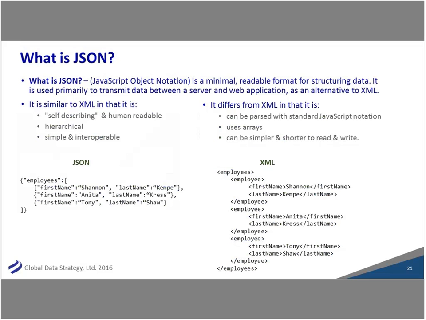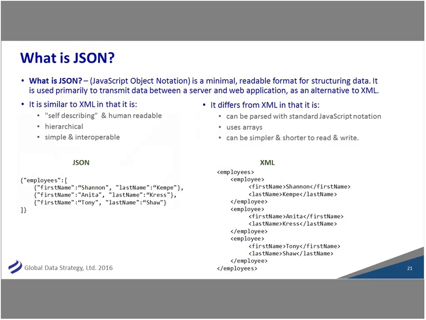Okay, so that was a little bit about XML. Hopefully that was some thoughts that were helpful. When we talk about JSON, some folks think of it as a more modern version of XML. Some think, well, a slightly different use case. We'll leave the jury out on that. But similar, it's JavaScript Object Notation, and it's a minimal readable format for structuring data. And again, primarily to transmit data between a server and an app, as an alternative to XML. It has some other use cases I've seen as well, but we'll talk a little about some of those.